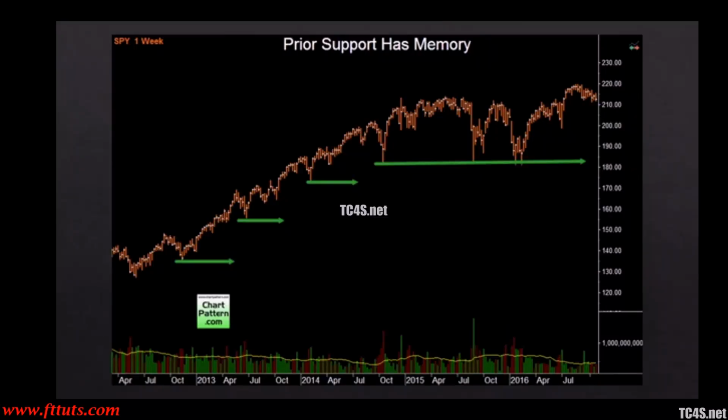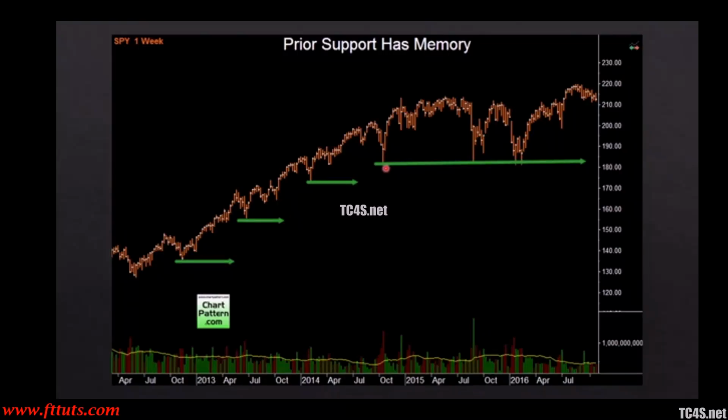Now, prior support has memory. This is a weekly chart for the S&P, SPY, the ETF, and each one of these lows is a major support area. The reason I am defining these pivots as major lows is because this is where price rejected on the way down in an uptrend. This is uptrending, and you can see price fell into these areas and rejected these lows. They turned around sharply and moved higher.